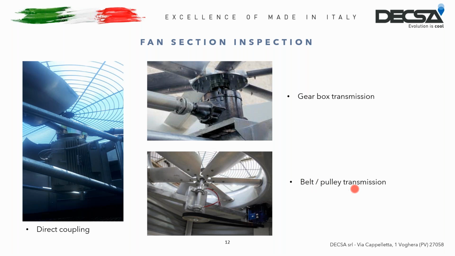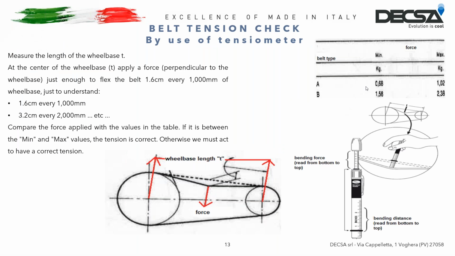The third situation, belt pulley transmission. We have the motor and its pulley connected to the fan and its pulley through the transmission belt. So in this case, we can proceed to check the belts. Obviously, the motor must be turned off and the area must be set up to carry out all activities safely.